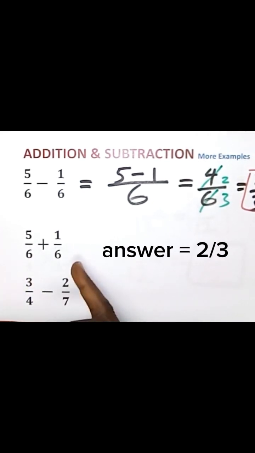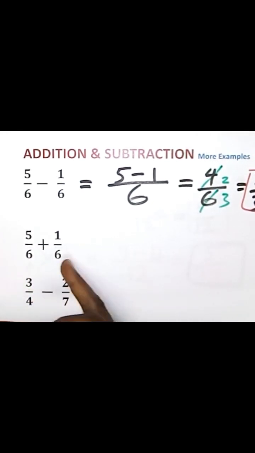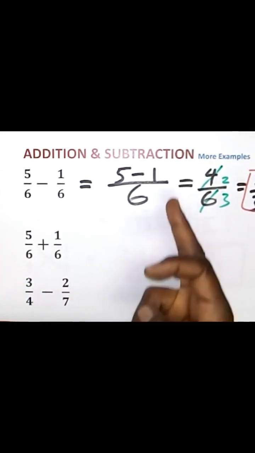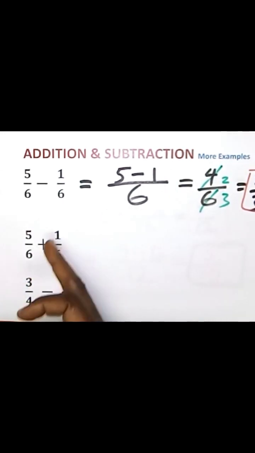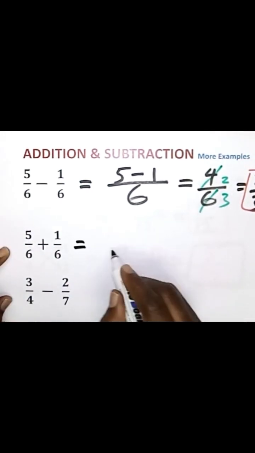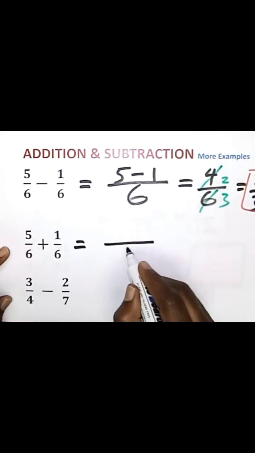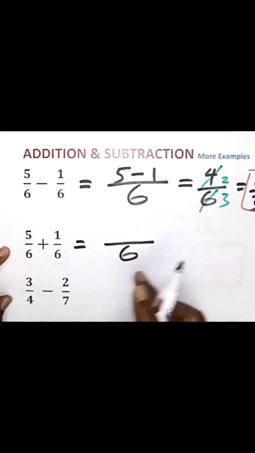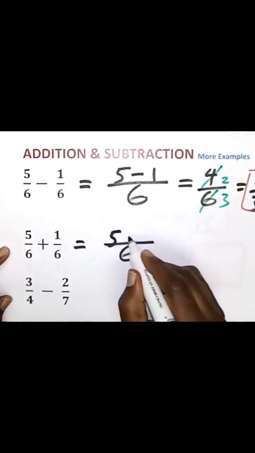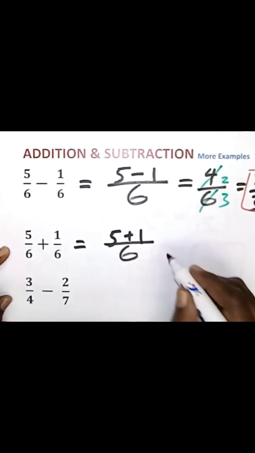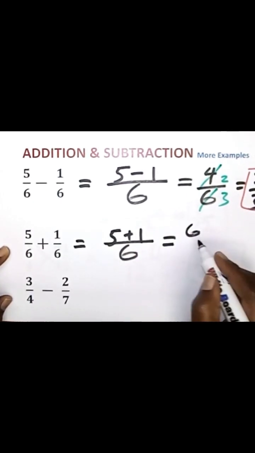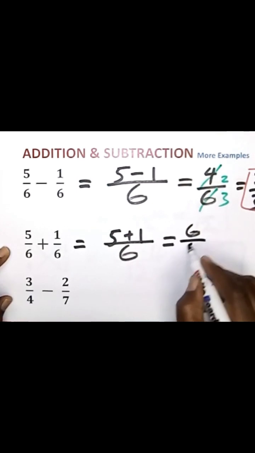In this example, this is very easy as well. Instead of subtraction, it is addition, and I have the same denominators. Very easy. I simply come here, draw a line, and put the denominator there, and I just carry the numerators. 5 plus 1. So 5 plus 1 is 6 all over 6.